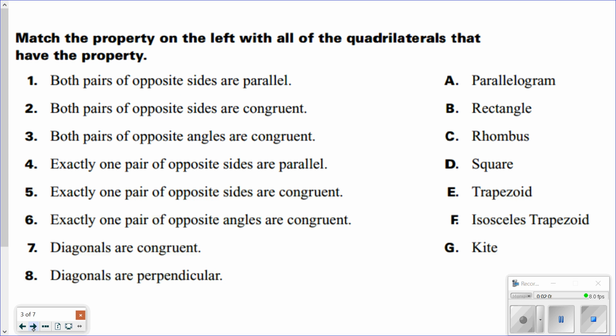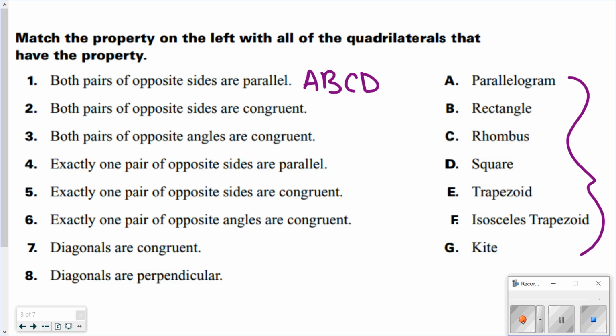Match the property on the left with all the quadrilaterals that have that property. This would be something I would definitely write in your notes, something easy to see all the different properties when we have all of our special quadrilaterals here. Number one, both pairs of opposite sides are parallel. The quadrilaterals for this one would be a parallelogram, a rectangle, a rhombus, and a square. Number two, both pairs of opposite sides are congruent. Once again, that would be a parallelogram, a rectangle, rhombus, and a square.